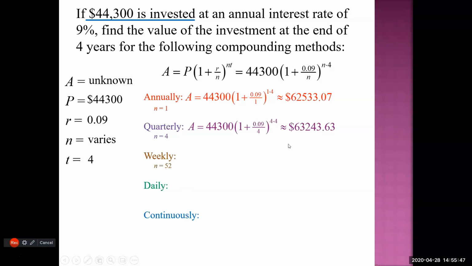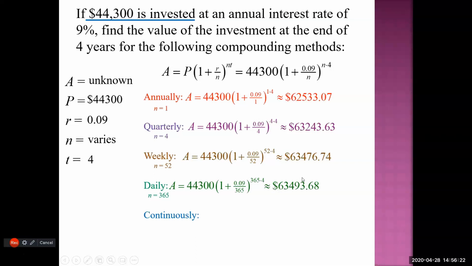Weekly is 52, so that's even going to be a little bit more. Put in 52 here. Just be very conscious that this is 52 times 4 in your power, so make sure you put those parentheses. And that's going to be a little higher, so about $200 more. I see the biggest jump from annually to quarterly so far. And then this one is a jump too, but not as much. And then daily, if it were compounding every day, 365 times a year, put that in for N. Multiply by 4 up here. And then that's an even smaller jump. It's not even $20 more, but it is still more.